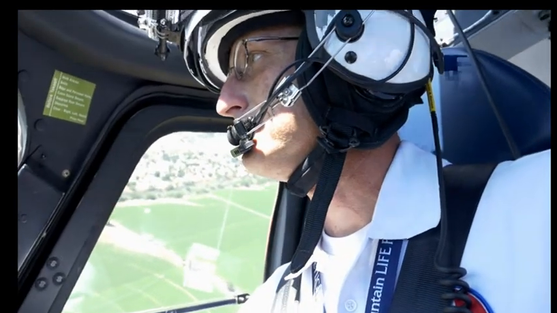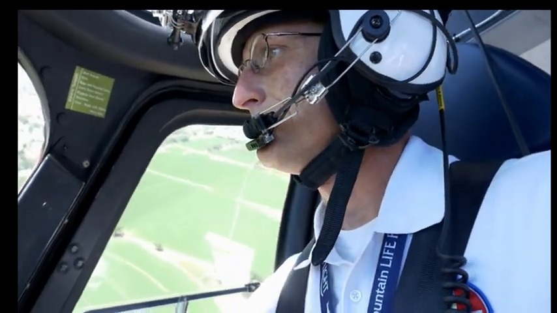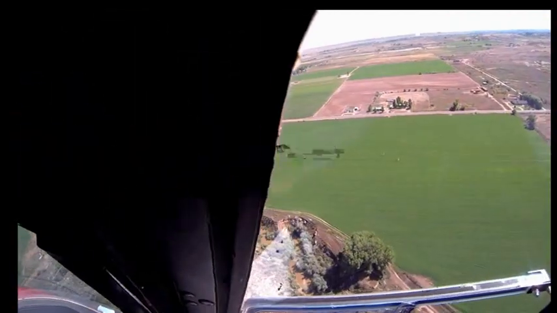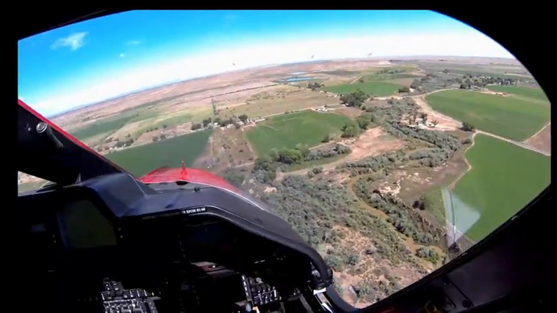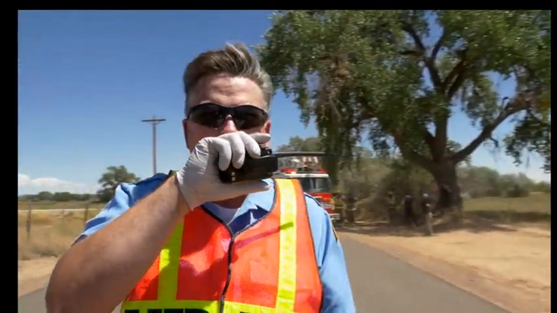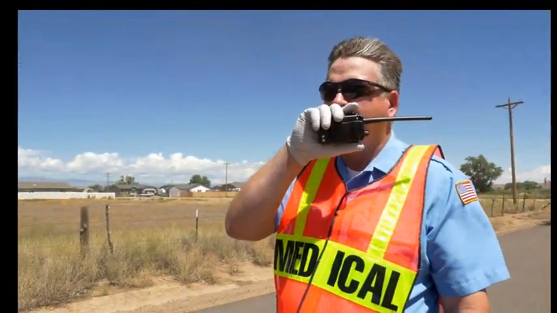After identifying the LZ, the pilot will often circle around and look for visible hazards. He may also suggest an alternative, more suitable landing site based on his aerial perspective. The Landing Zone Coordinator is the only one that should be communicating with the pilot at this time.